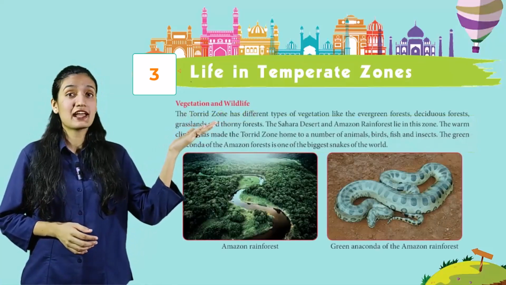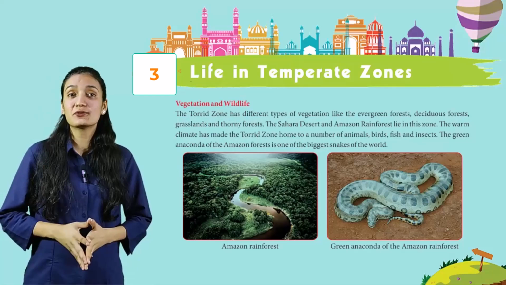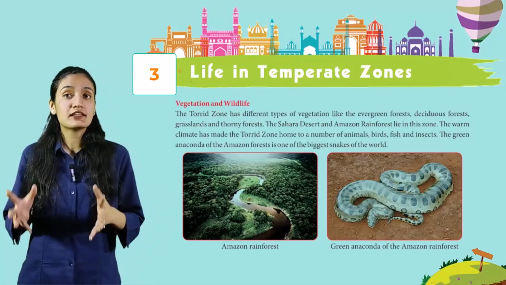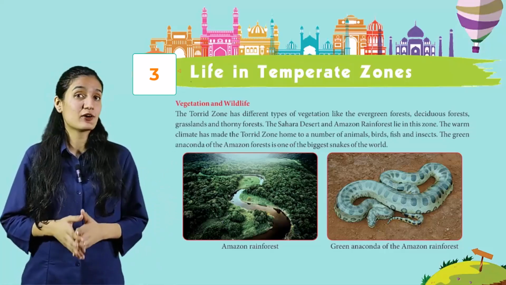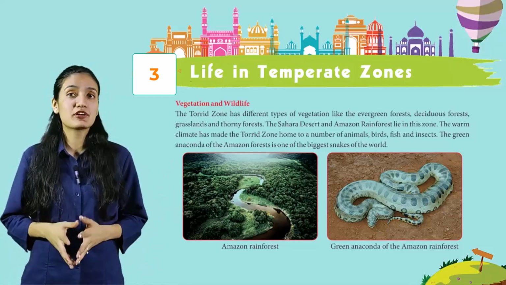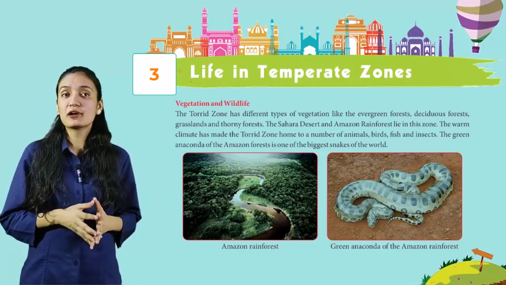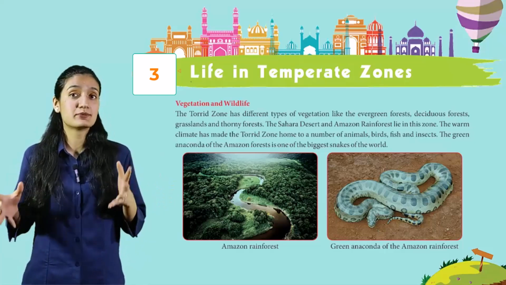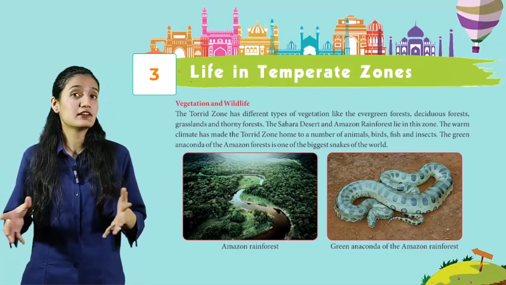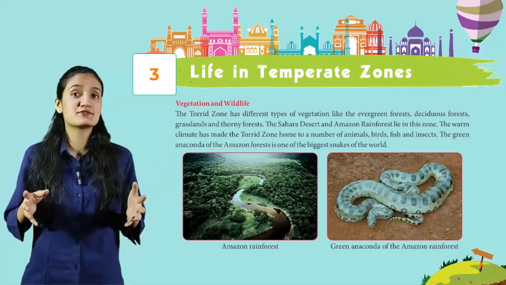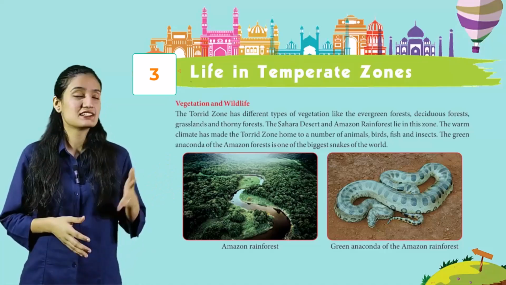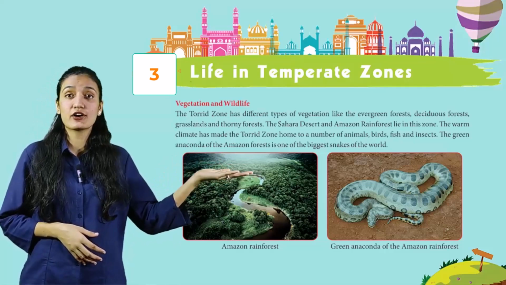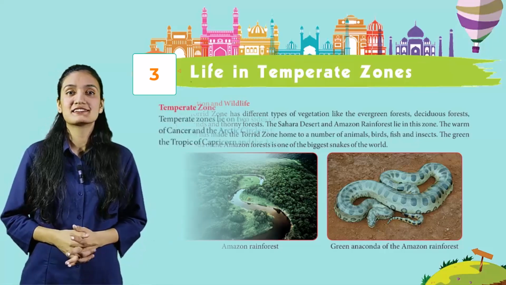Now, vegetation and wildlife. The torrid zone has different types of vegetation like the evergreen forest, deciduous forest, grassland and thorny forest. The Sahara Desert and Amazon rainforest lie in this zone. The warm climate has made the torrid zone home to a number of animals, birds, fish and insects. The green anacondas of the Amazon forest are one of the biggest snakes of the world. Here you can see in the picture the Amazon rainforest and a green anaconda of the Amazon rainforest.